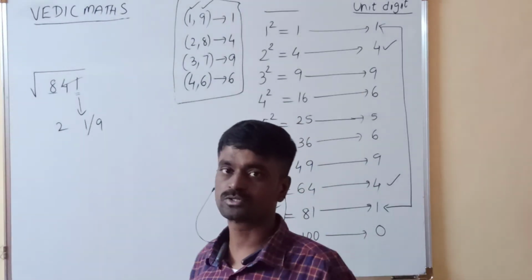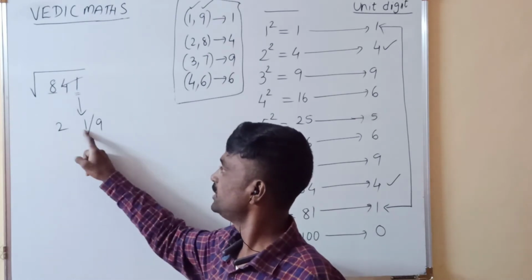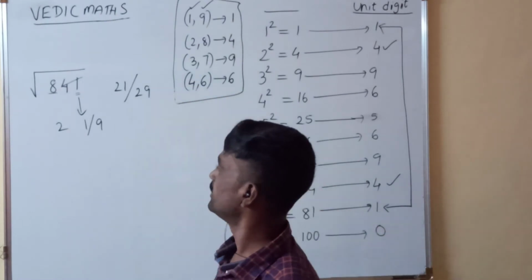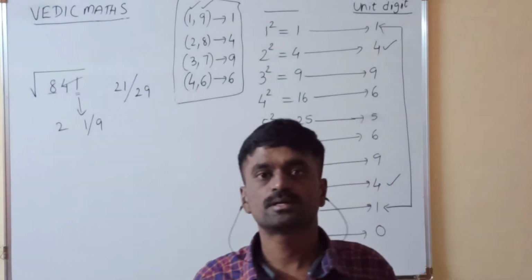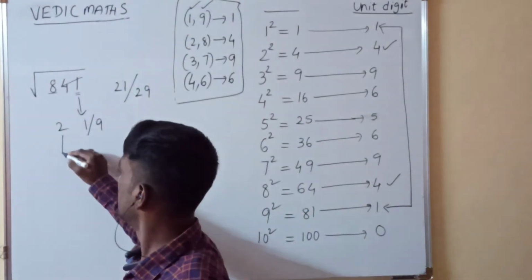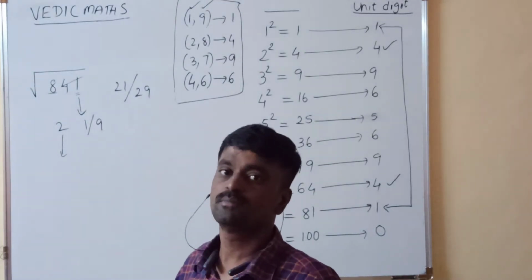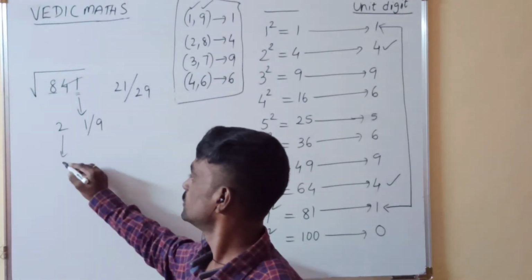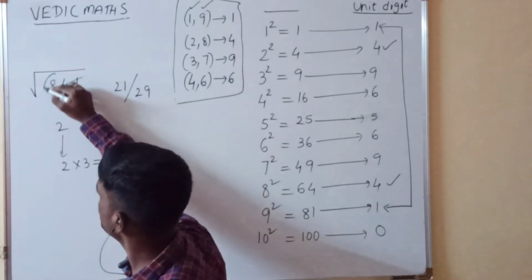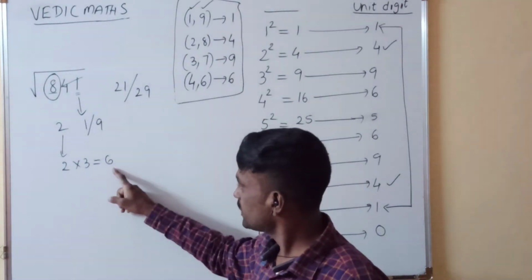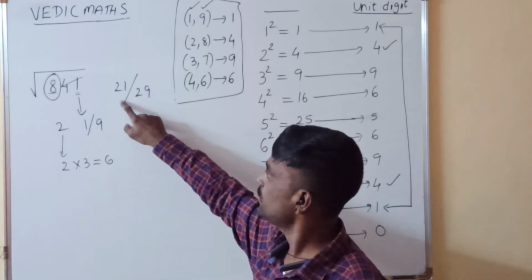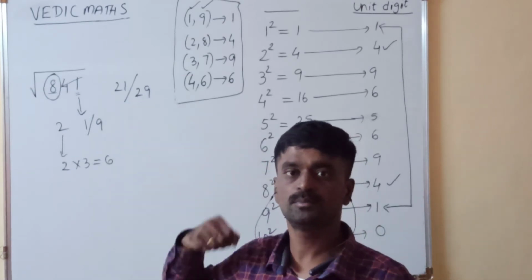The answer for this question, square root of 841, will be either 21 or 29. So among these two, which is correct, which is wrong? How to identify? For that, here what we got in the answer? 2. What is the number after 2? 3. Correct? So 2 into 3 is how much? 6. Now this number 8 is more than this product or less than this product? More than this product. Then among these two, whichever is the greater number, that number we have to take.